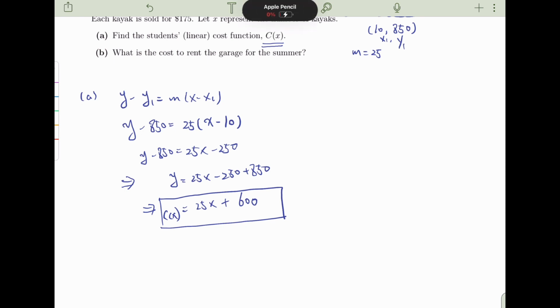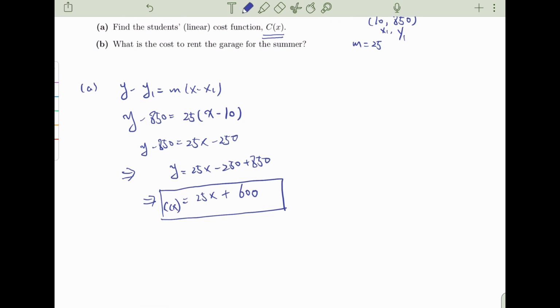Apple Pencil is dying, so let it charge for a while.